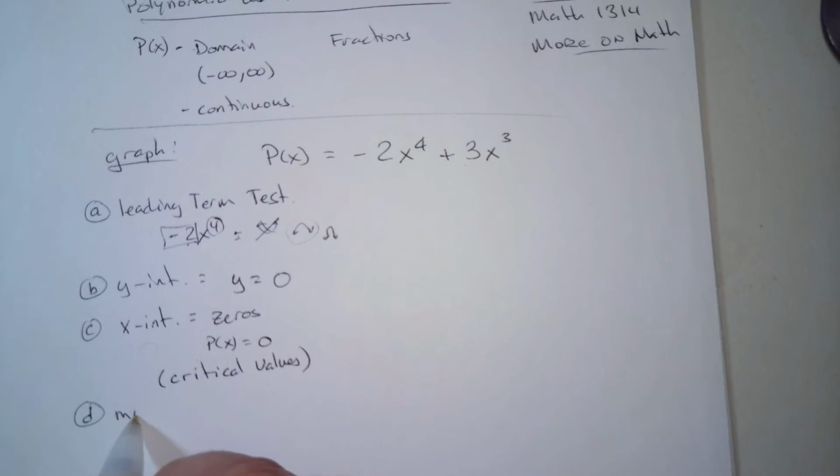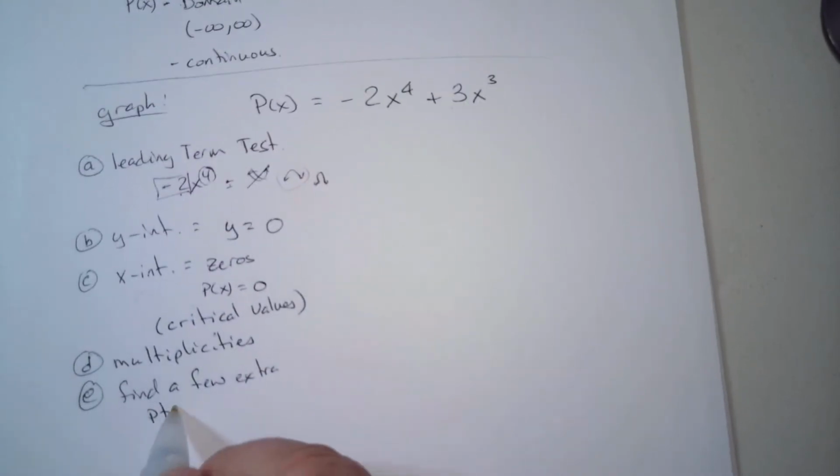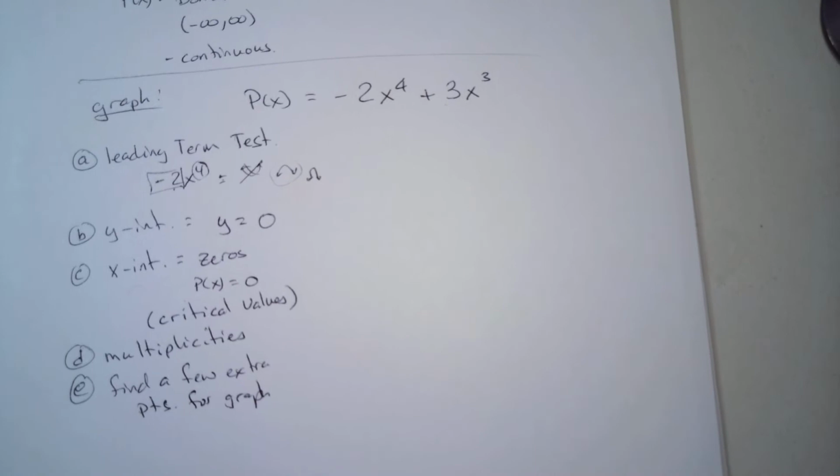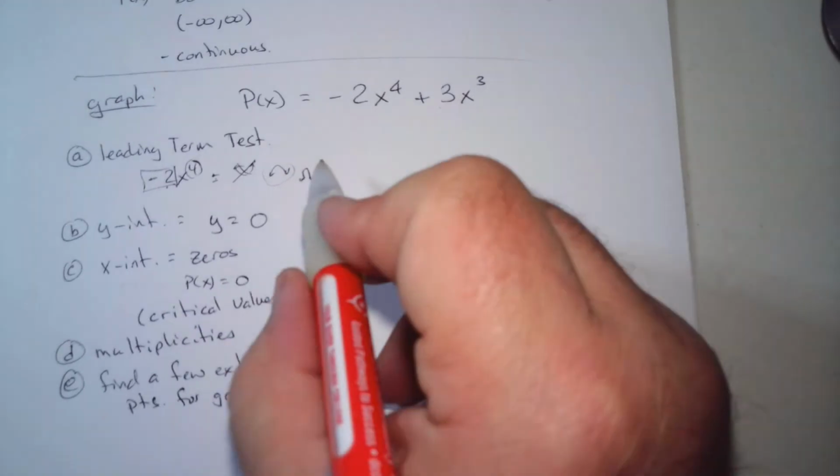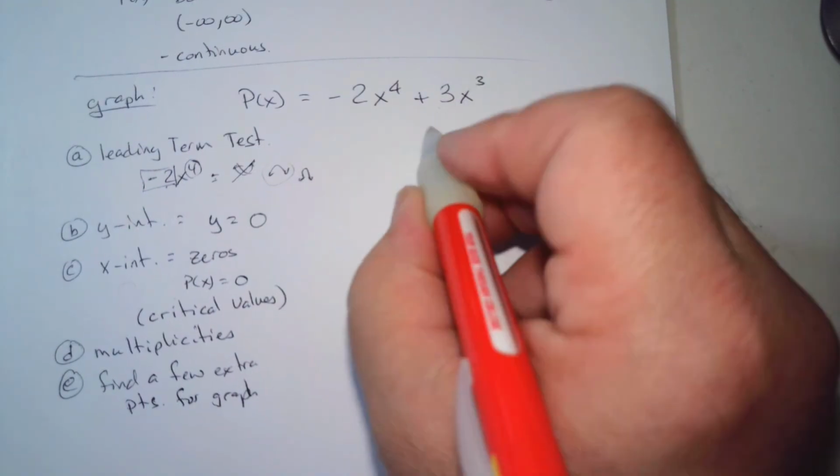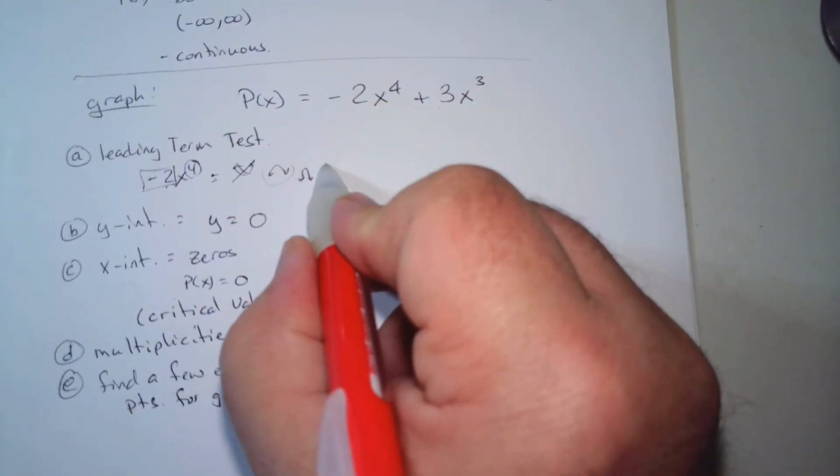We can find the multiplicities. We can find a few extra points for the graph. All right, so let's look at this. We know the basic shape. So the first thing we got to do is we found the shape. We found that.